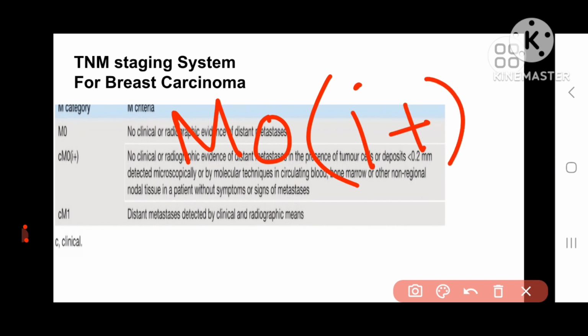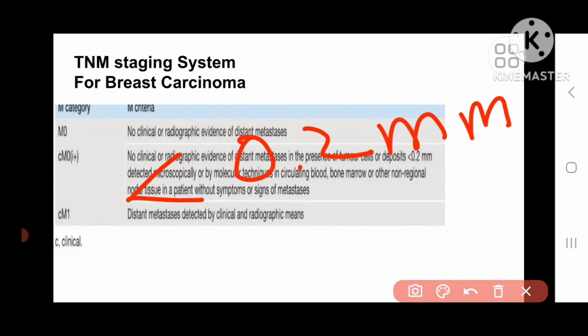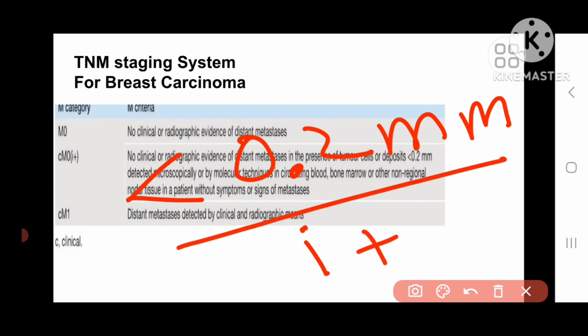That is micrometastasis. No clinical or radiological evidence of distant metastasis in the presence of tumor cells or deposits that are less than 0.2 mm. This is the micrometastasis that is usually detected microscopically or by molecular techniques in the circulating blood, bone marrow, and other non-regional lymph nodes in a patient without symptoms and signs of metastasis.